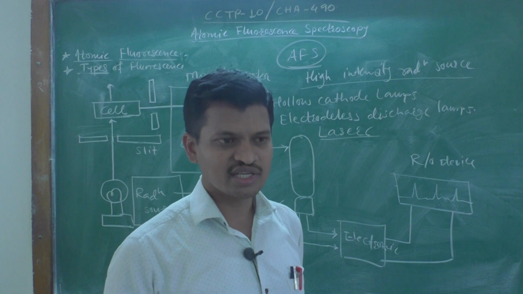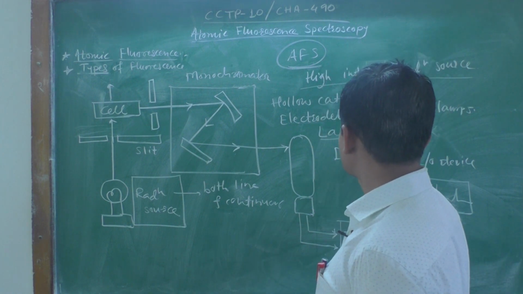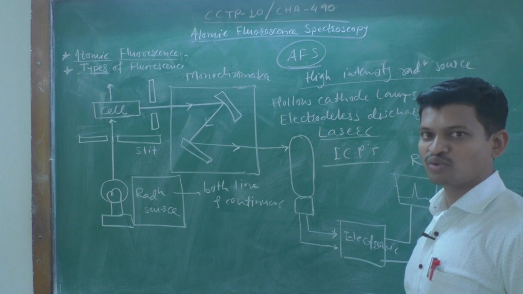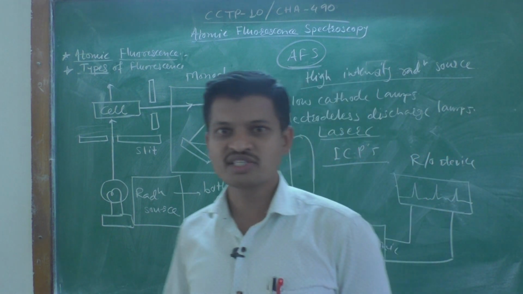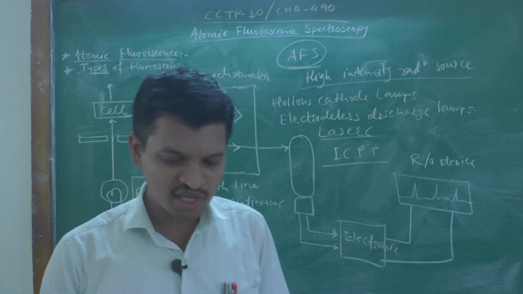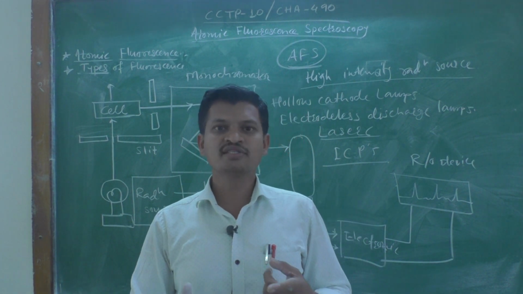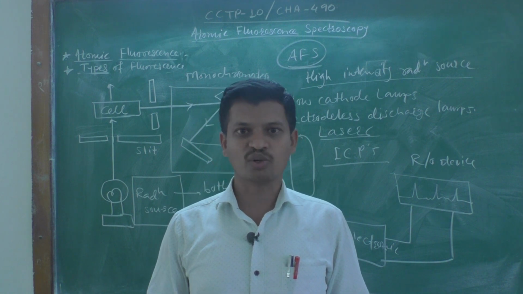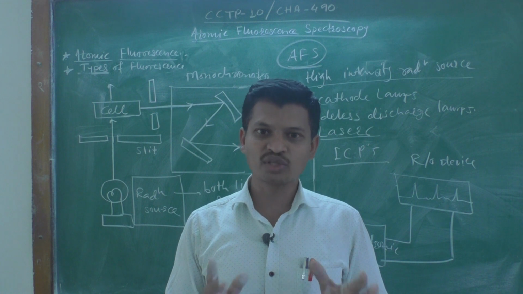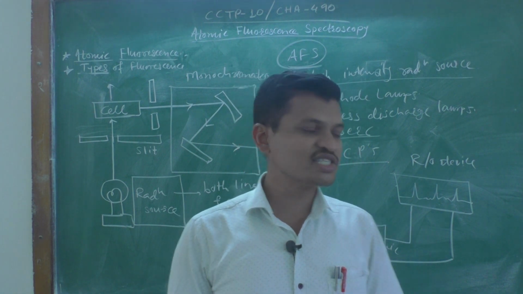And nowadays, in recent instruments that have been coming to the market in the last 4 to 5 years, ICPs are used as a radiation source in atomic fluorescence spectrophotometers. What is ICP? We have already seen that ICP is inductively coupled plasma. So what is plasma actually? Plasma is a system in which ions, neutral species and electrons coexist. Positively charged ions, negatively charged electrons, and neutral atoms are all there in that system. When they coexist at a time, that system is called plasma.